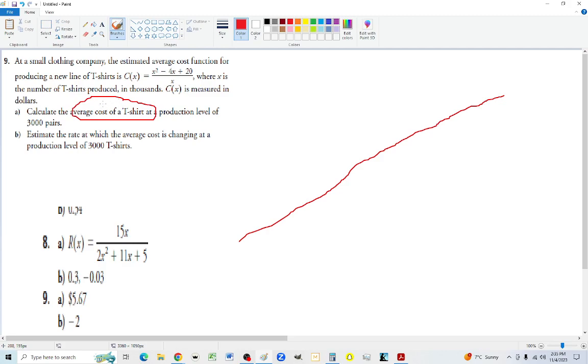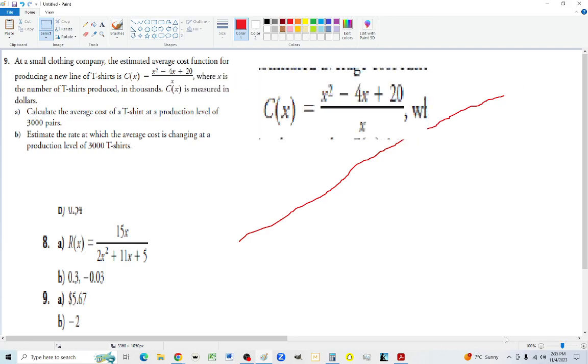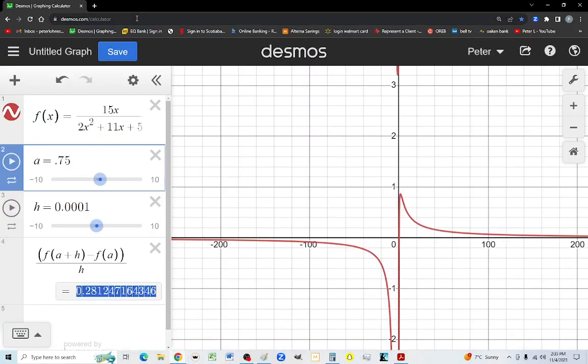Now, since they tell us the number of t-shirts is produced in thousands, 3,000 would mean the x I put in there is actually 3. And the average cost, that's an interesting question because instantaneous rate is not average. But let's just assume they want instantaneous rate of change when t is 3. So if I put that in, I've got to put in the formula.